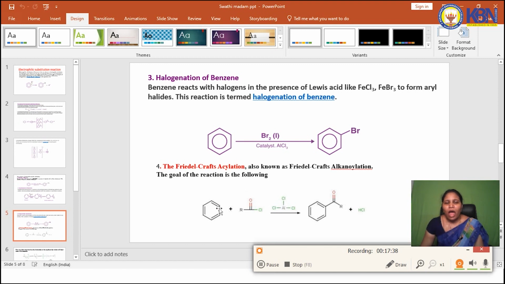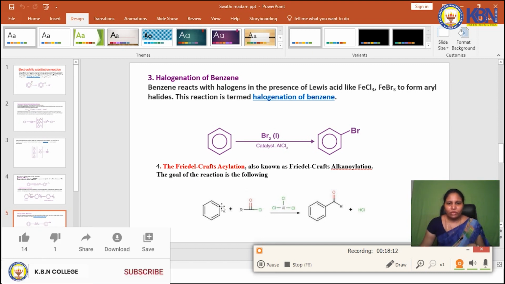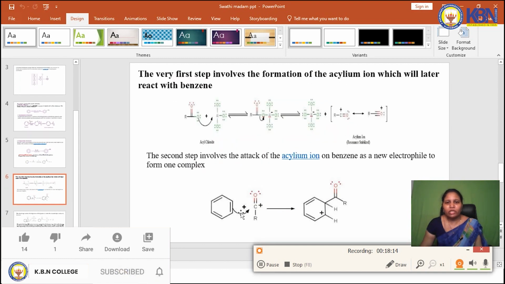And the fourth most important example is Friedel-Crafts acylation. Here hydrogen is replaced by an acyl group, that means in the presence of a catalyst like aluminum chloride, AlCl3, we are taking acetyl chloride for acylation. That is one of the best reagents for acylation of any compound. Here we are acylating the benzene ring. So in the same way here also, this electrophile, the COCl group, attacks the benzene ring in this way.